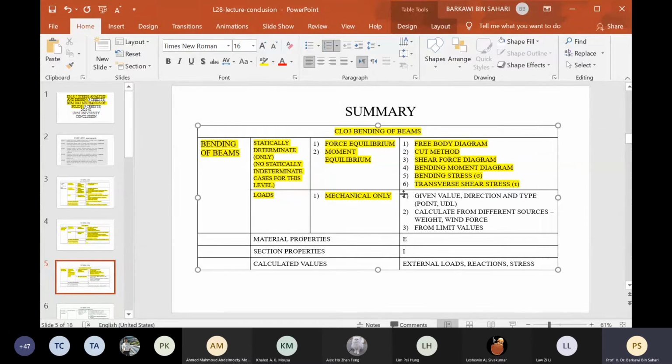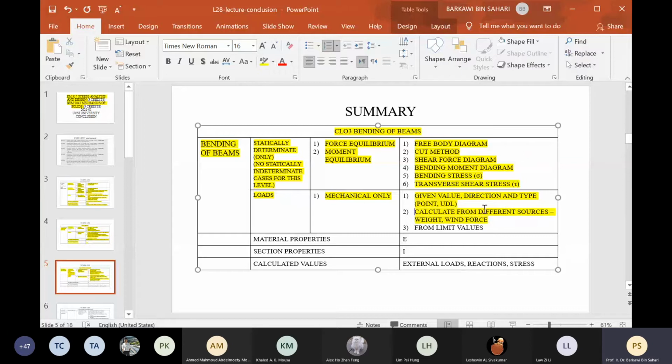And where does the load come from? Given value. Either point load, its direction, or uniformly distributed load. This is the basic, the lowest form of understanding that you have to do. The next higher level, higher cognitive level is actually to calculate from different sources.